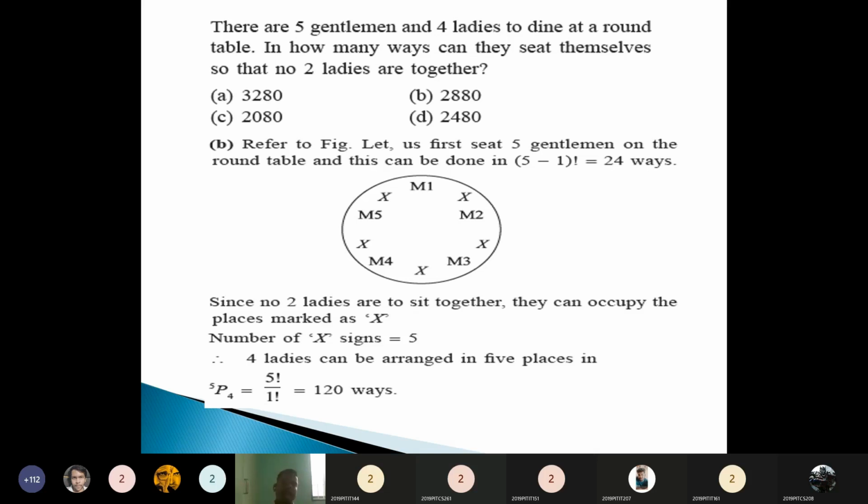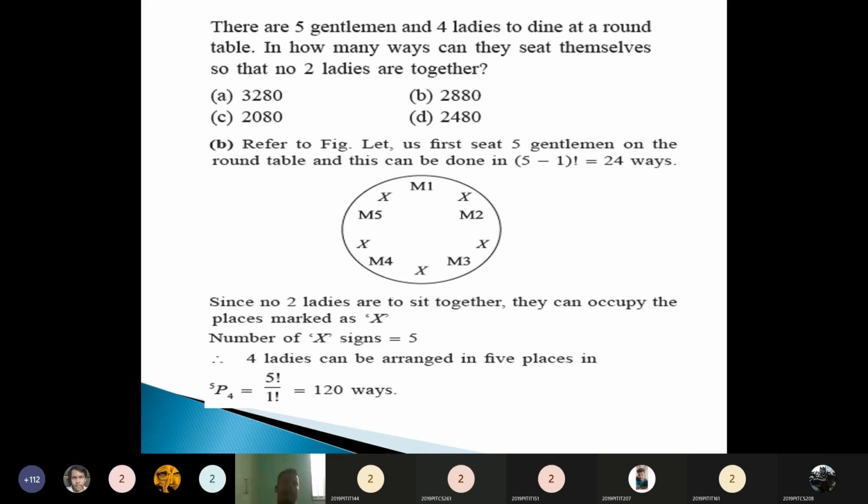Arranging at a circular table without any condition, the permutation is (n minus 1) factorial. If clockwise and anti-clockwise are not considered different, then it is 1 by 2 into (n minus 1) factorial. But here one more condition is given. What is that? No two ladies sit together. So the total number of persons is 5 plus 4, that is 9.